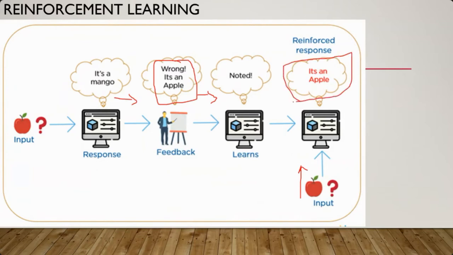So this is based on reinforcement learning. It gives us the output, it makes mistakes, it learns from the mistakes, and it rectifies its mistakes one by one. So this is the process of reinforcement learning.